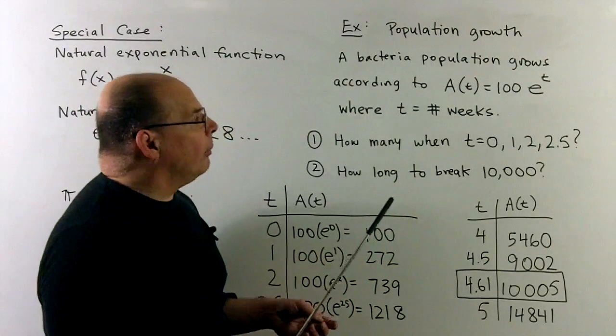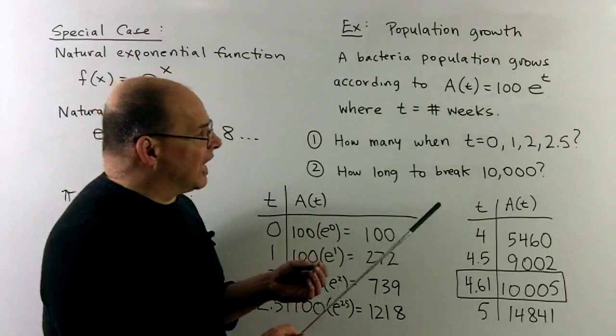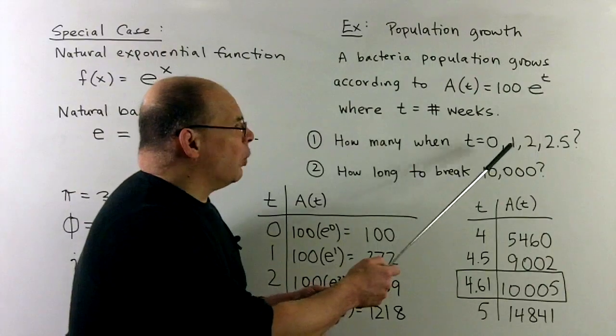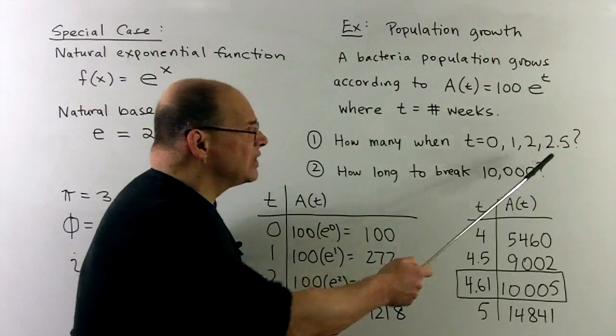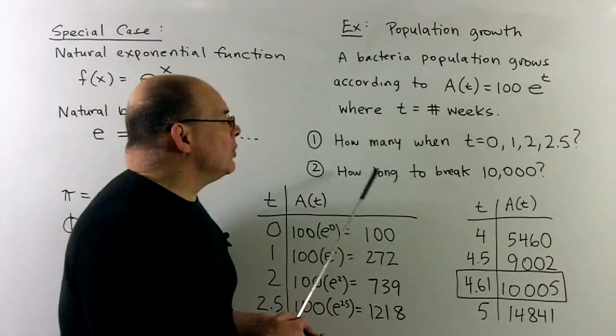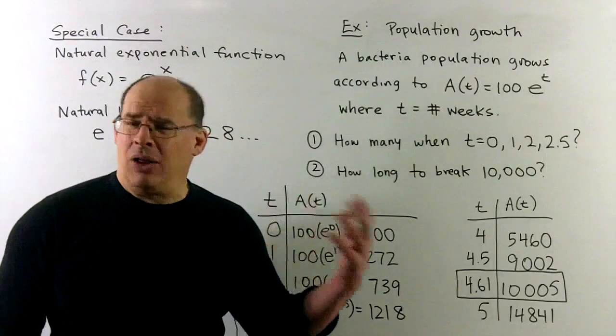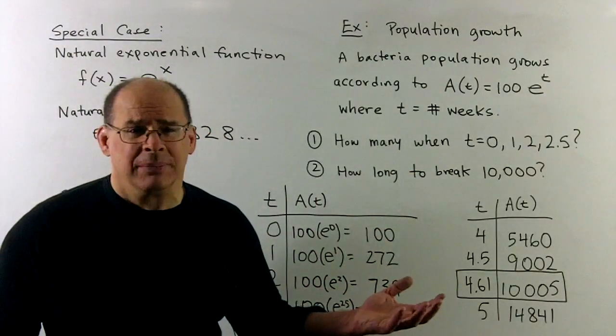What we want to know, first, is how the population grows by checking at 0 weeks, 1, 2, and 2.5 weeks. So this is just going to be substitutions. And then I want to do the problem backwards. I want to know how long it takes to get to 10,000.